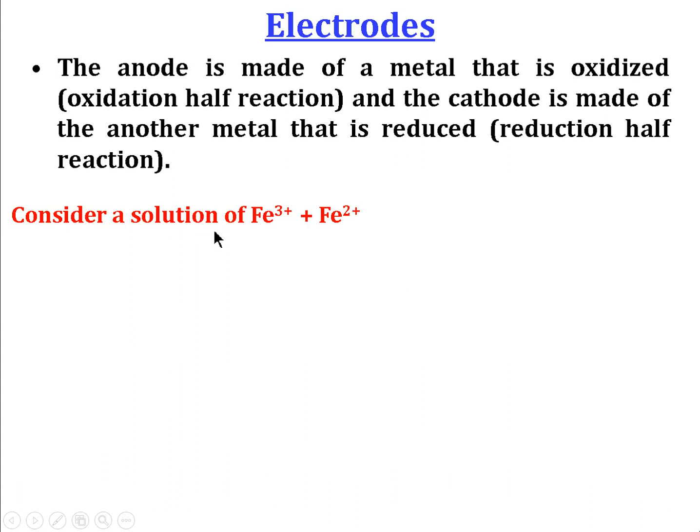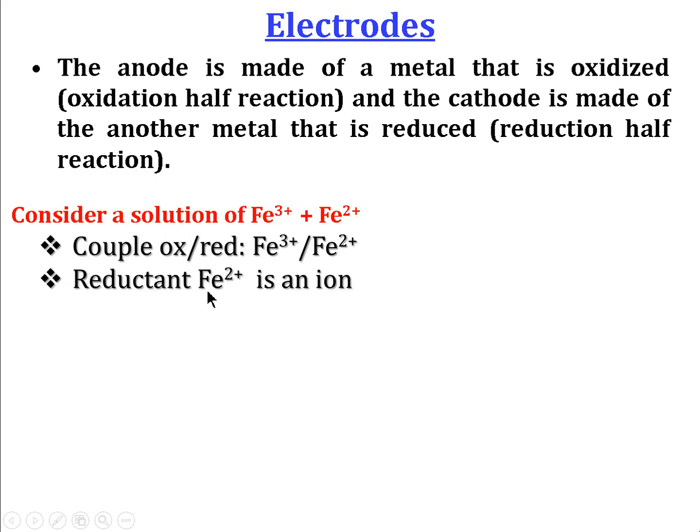Consider, for example, a solution of Fe3+ and Fe2+, and we want to construct a galvanic cell by using this couple. So we have a redox couple, which is Fe3+/Fe2+, so this couple can be used in the electrochemical cell.